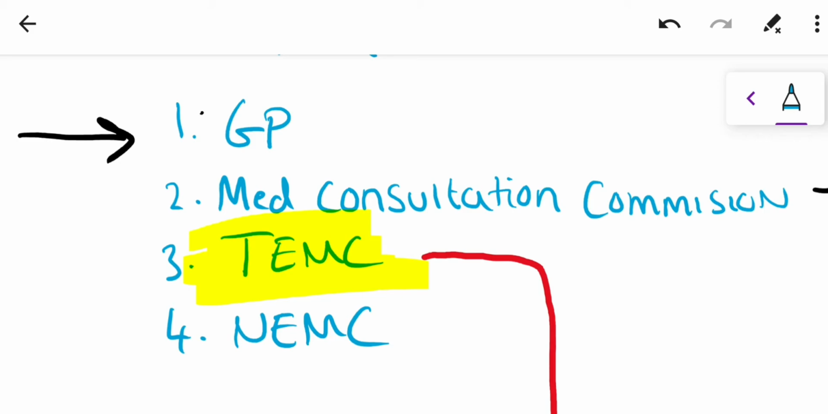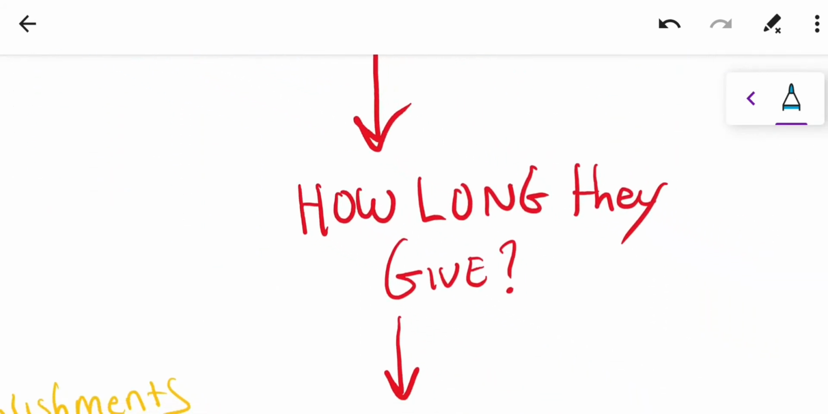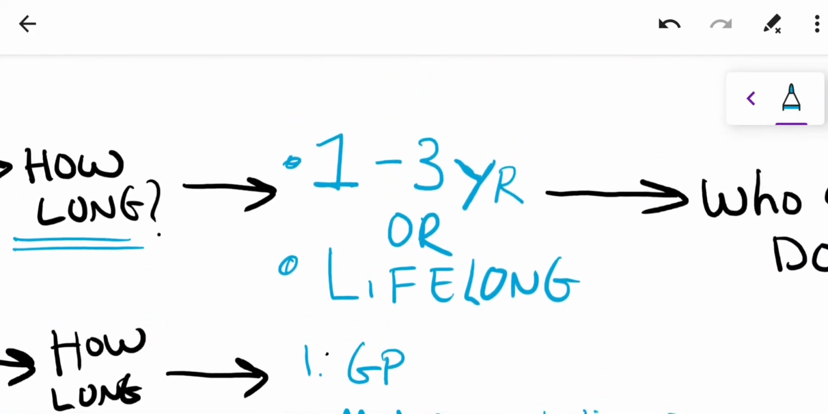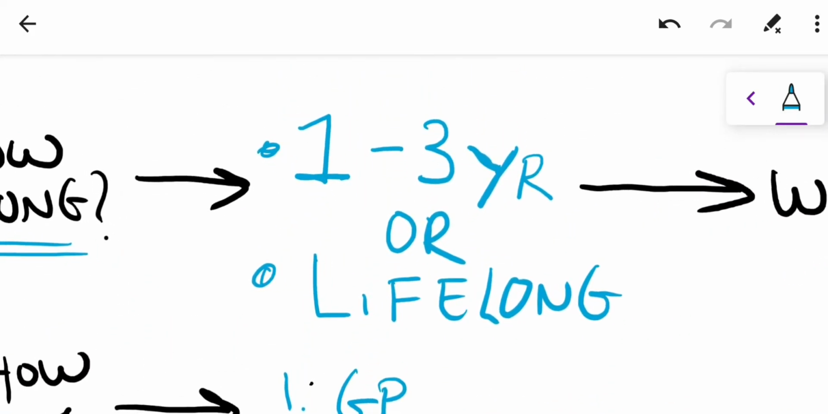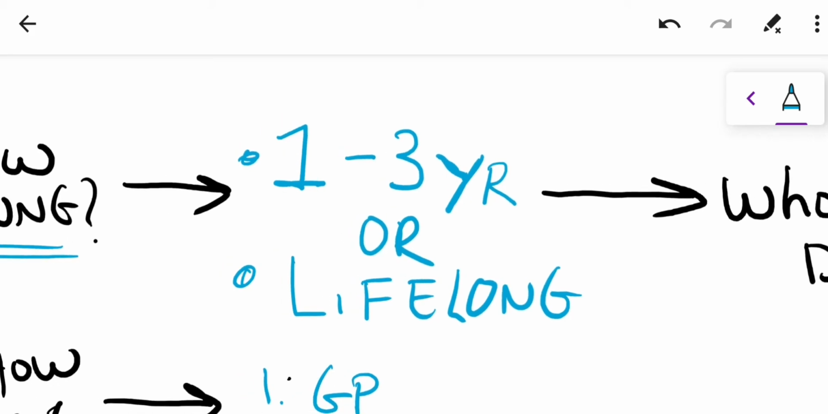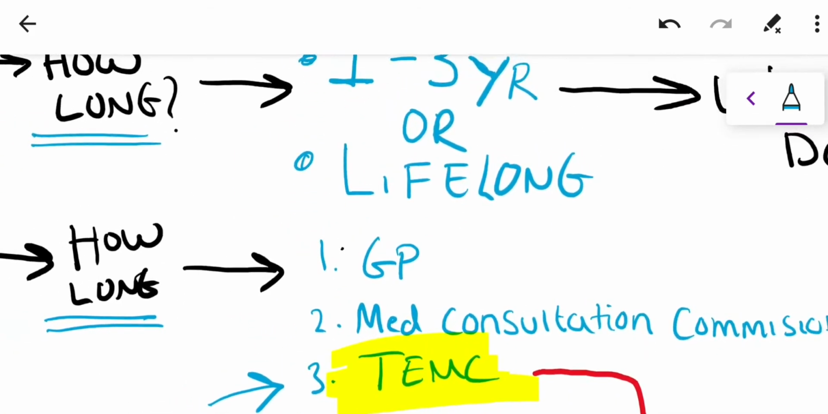Okay. So with temporary for TEMC, how many days can they give? They can give more than 180 days. But if we go to permanent, what can the TEMC give here? They can give 1 to 3 or lifelong. Same institution, but in different circumstances can give different days off.